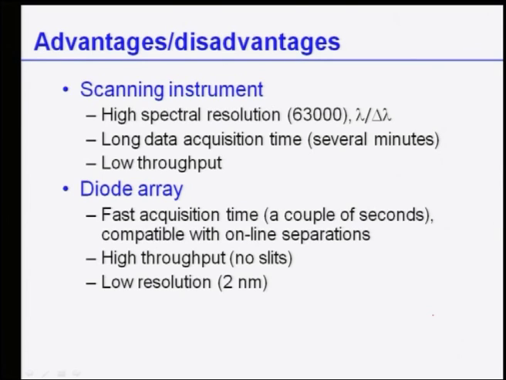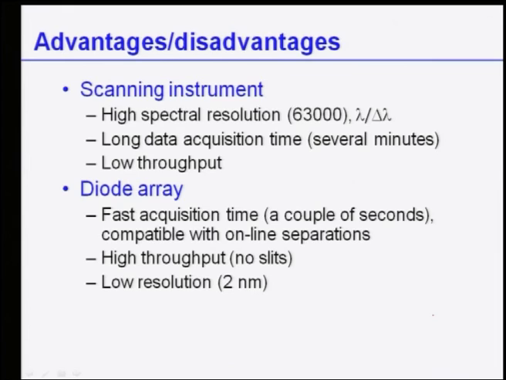So there are advantages and disadvantages for both scanning and diode array. Scanning has high spectral resolution, lambda by delta lambda is very high, but it has a long acquisition time, which can be several minutes. That may sometimes be a problem for some solutions, and it has a low throughput. Diode array has a very fast acquisition time, because it determines the intensity of radiation coming at different wavelengths after it passes through the sample, and normally it takes a couple of seconds in comparison to several minutes. It is computer compatible, has very high throughput, and there are no slits, but the problem is very low resolution.